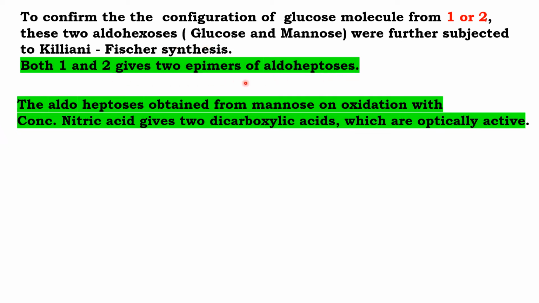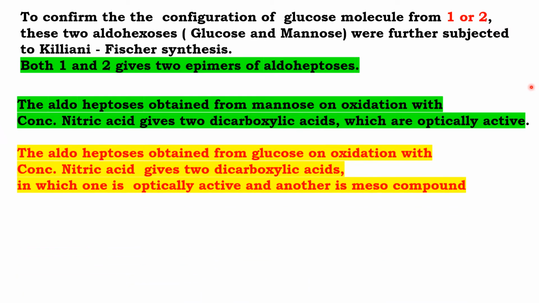When I carry out Kiliani-Fischer synthesis, I get two epimers of aldoheptoses, because structures 1 and 2 contain 6 carbon atoms. Structure 1 will give you 2 epimeric aldoheptoses. Similarly, structure 2 will give you 2 aldoheptoses. That means aldoses with 7 carbon atoms.